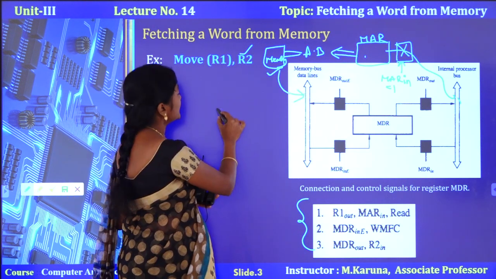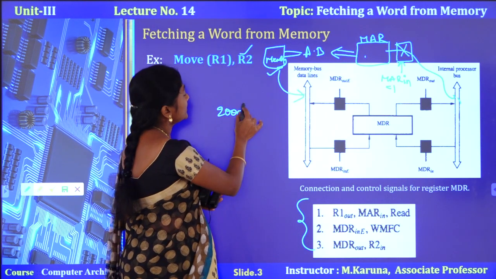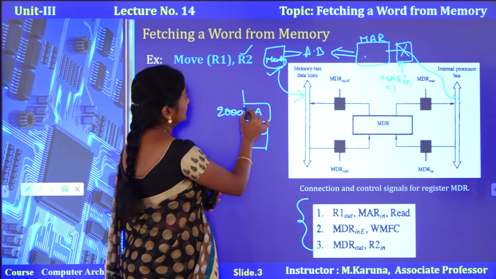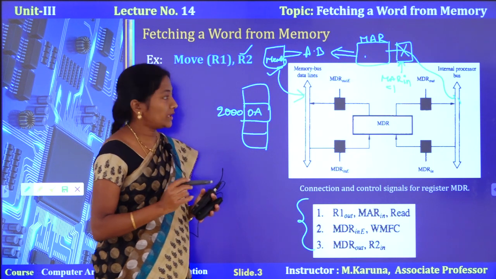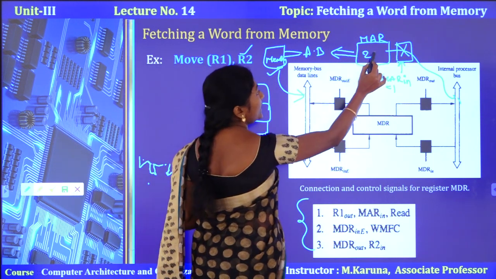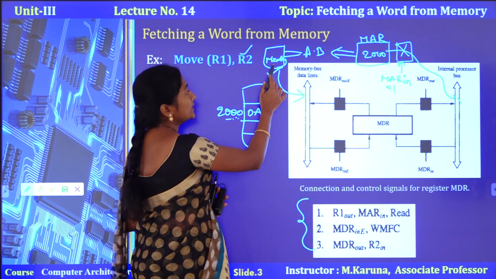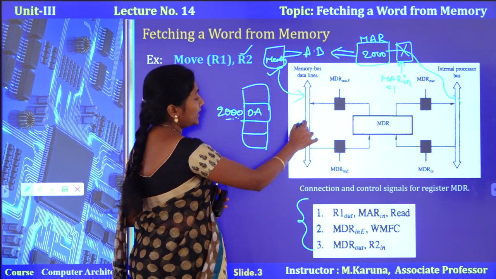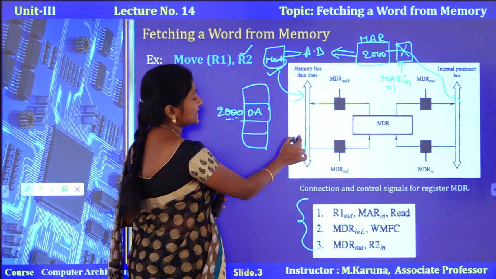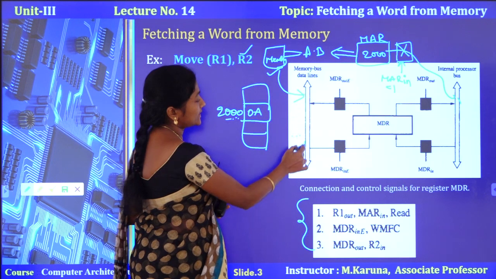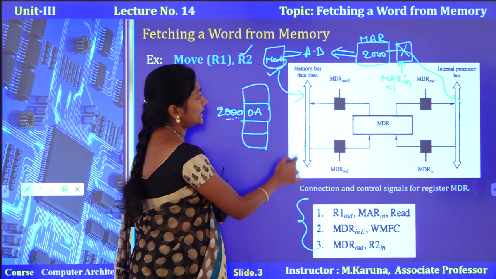What we have discussed earlier: at address 2000 the data is available. So, that 2000 will be loaded in the MAR register. At that address the data will be placed on the external bus. This bus is connected to the memory, that is what is known as the external bus.